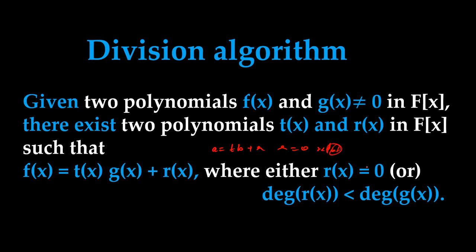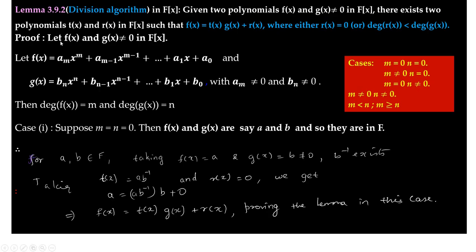So you have just the analogous statement: f of x is equal to t of x into g of x plus r of x, where either this is 0 or degree of this is less than degree of g of x. Now we'll have the proof. We'll take f of x to be a polynomial whose degree is m, and g of x another polynomial of degree n. So degree of f of x is m and degree of g of x is n.